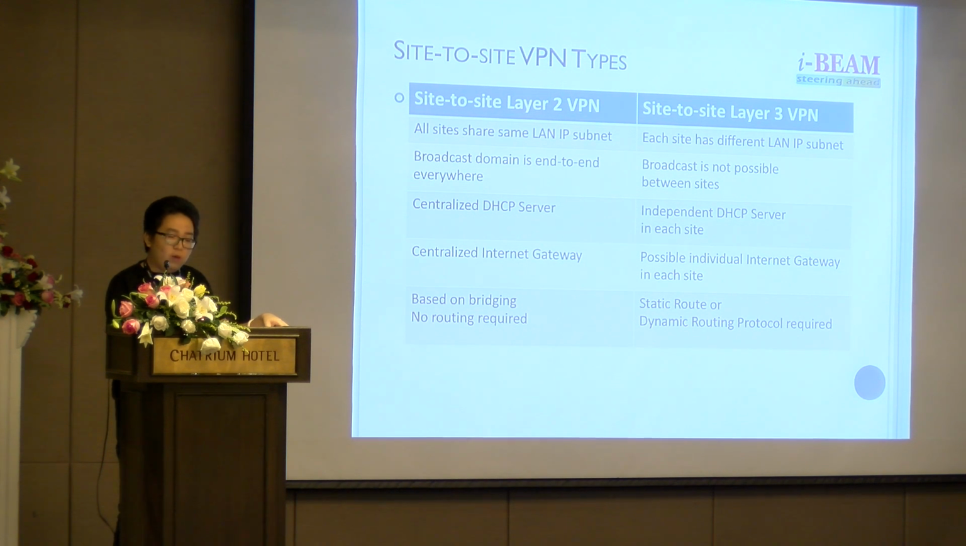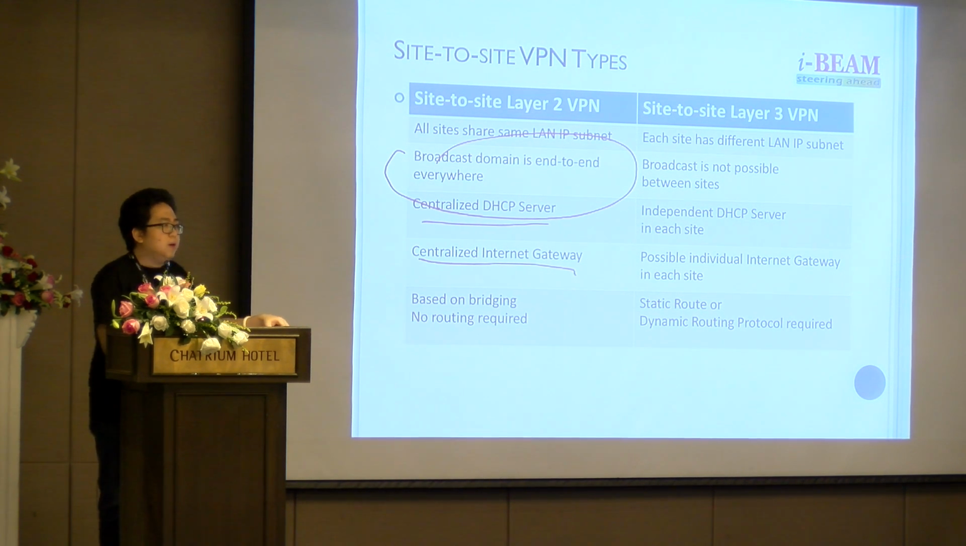And for layer 2 VPN, the features are that the broadcast domain is end-to-end everywhere, and you have a centralized DHCP server most of the time. You have a centralized internet gateway most of the time. For layer 3 VPN, normally broadcast is not possible between the sites. So it means if you have an application that requires the same subnet, or an application that requires broadcast, then in this case layer 3 VPN might not be okay for your application.